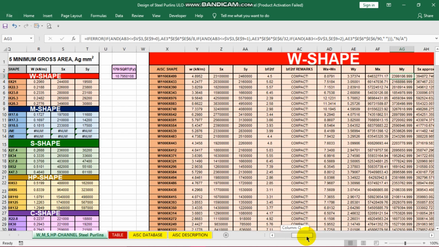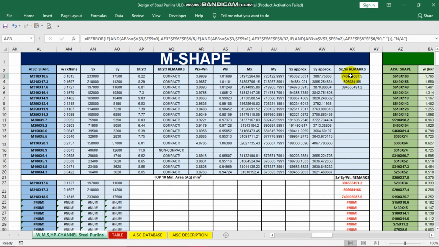So, next, for the M shape, only three passed the SX and SY approximations here, sir. The actual SX and SY values of the M shape section should be greater than the approximate SX so that it does not fail. Since all of them failed here, there are SX and SY values that did not pass. So, only three of them passed here, sir.